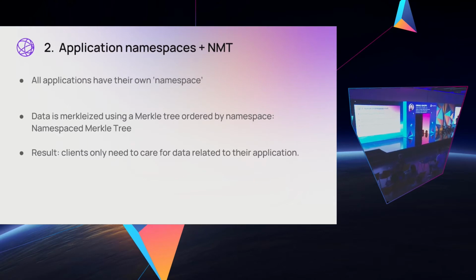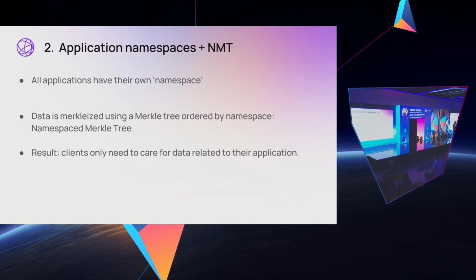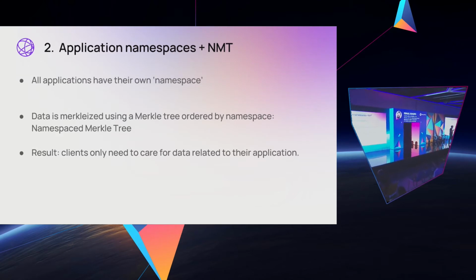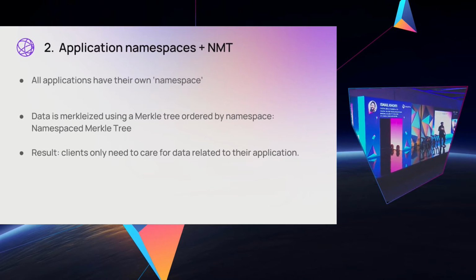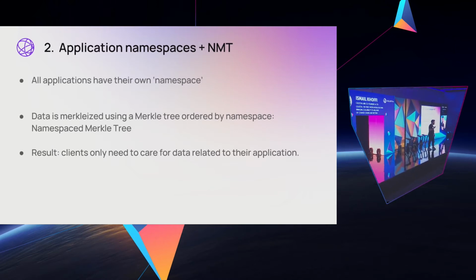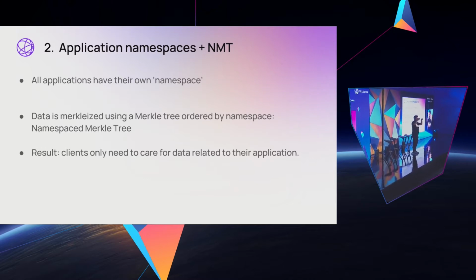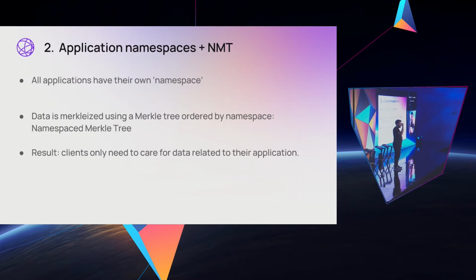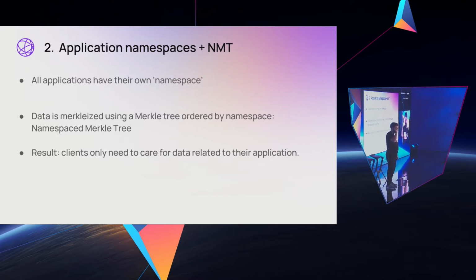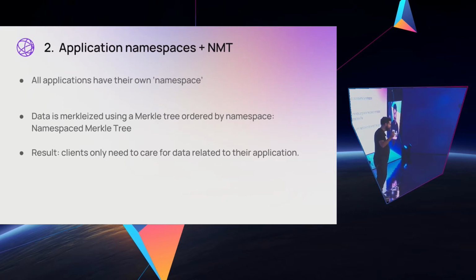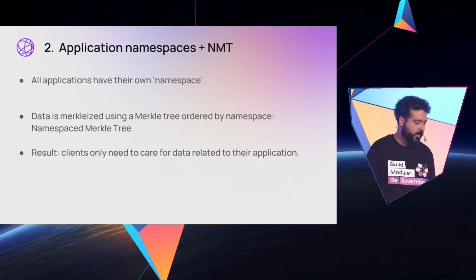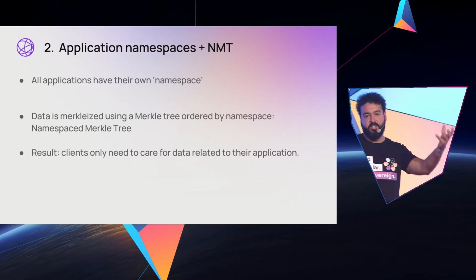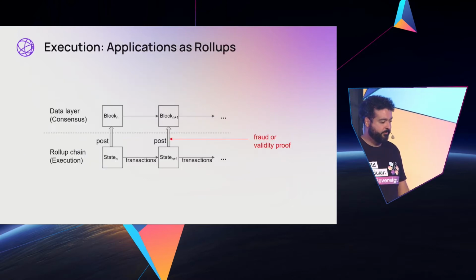To the second point, how do we make sure that you, as an application, can only download the transactions that are relevant to your application? Instead of using a binary Merkle tree, we use something called a namespace Merkle tree. It's also a binary Merkle tree, but each node there basically has a range of namespaces, basically application domains, so to say, and they are ordered. And every descendant of that node only includes those namespaces. So then you can go as an application and only get your application-specific data.